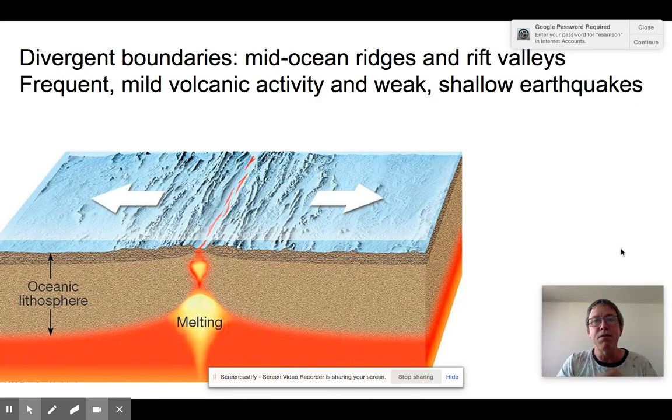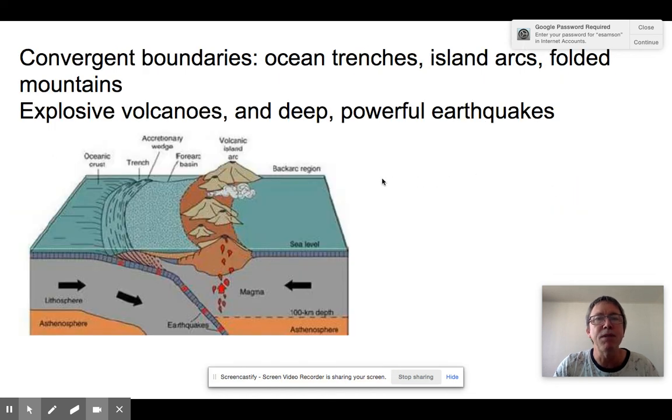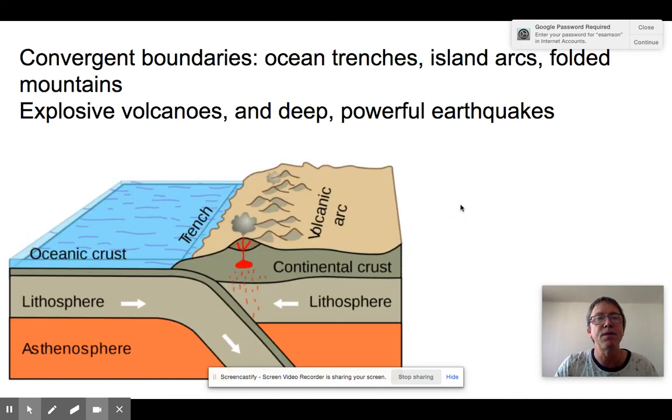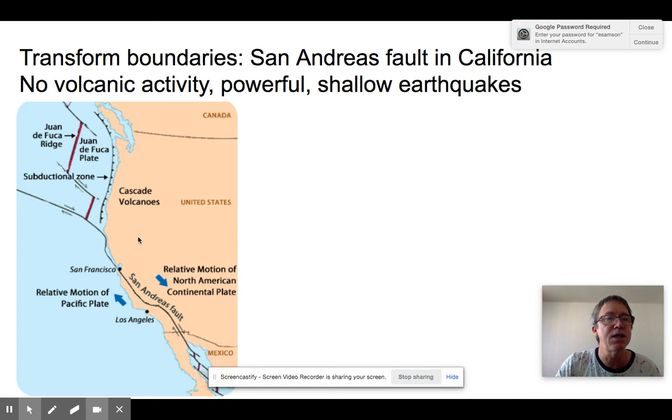So divergent plate boundaries, again: mid-ocean ridges, rift valleys, frequent mild volcanic activity, and shallow, weak earthquakes. Convergent plate boundaries we associate with ocean trenches. We associate them with island arcs or volcanic mountain chains. In the case of continental subduction, very explosive volcanoes and deep, very powerful earthquakes. And so here's an ocean-continent convergent plate boundary. And here is an example of the San Andreas Fault, where we have a transform plate boundary.